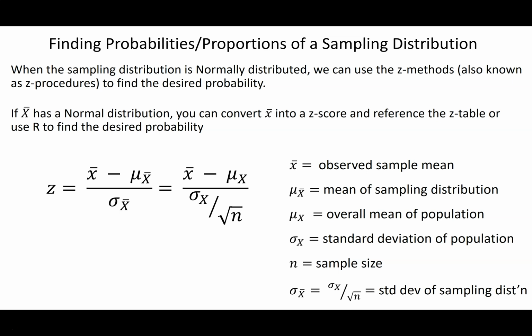So, finding probabilities and proportions. For week 4, we're on week 4, right? We are going to be looking at Z methods, also known as Z procedures. So if you see them, we're using those interchangeably. If you have a value for X bar, a sample mean that was observed in a sample, you can convert it into a Z-score, and you can use that Z table, or R, to go ahead and calculate your probability. So here's what's observed or speculated here.